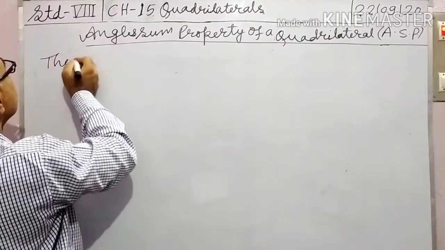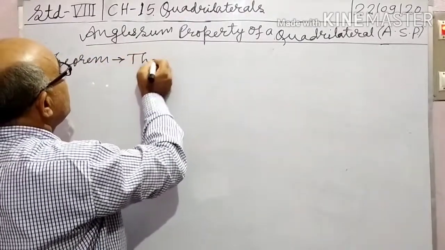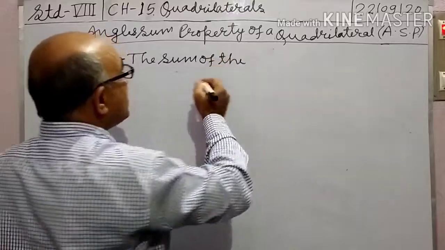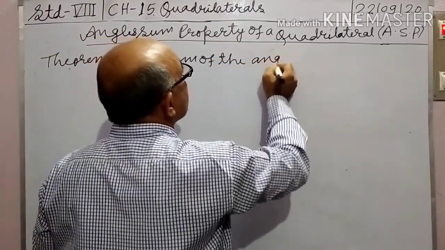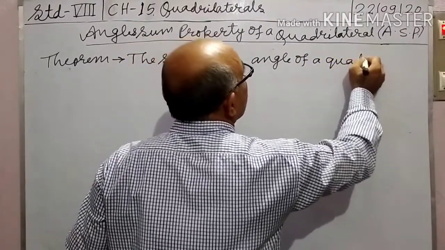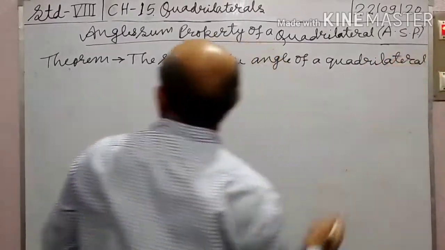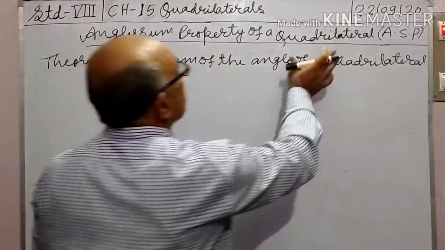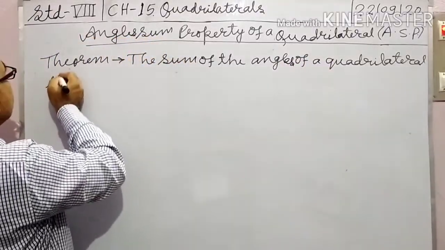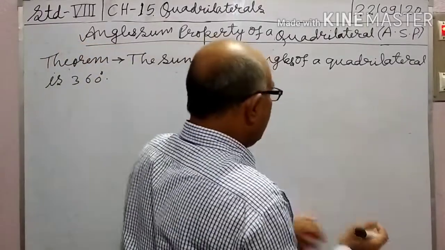Theorem: the sum of the angles of a quadrilateral is 360 degrees.